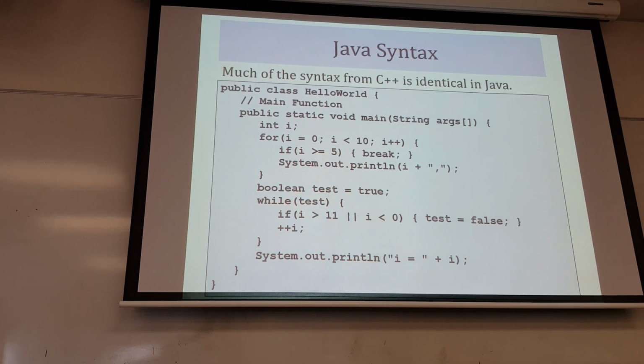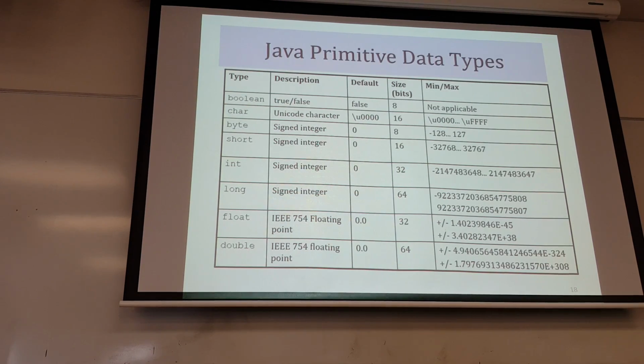So this code, except system out print line, which I explain now, should be familiar. Boolean type is similar to the C++ Boolean type, but we will see there is no implicit conversion to int. If you print test on the screen, it becomes true. It displays true, not 1, not 0.